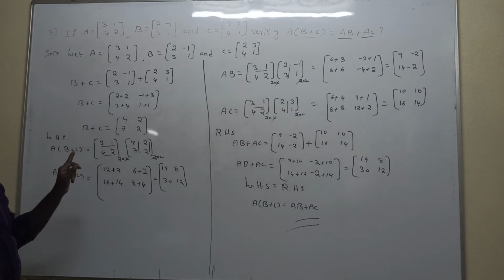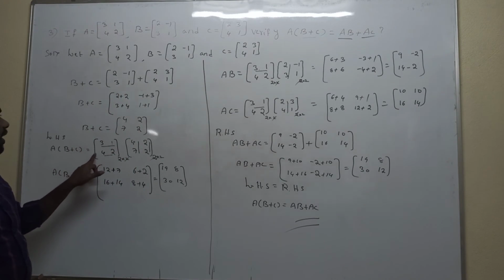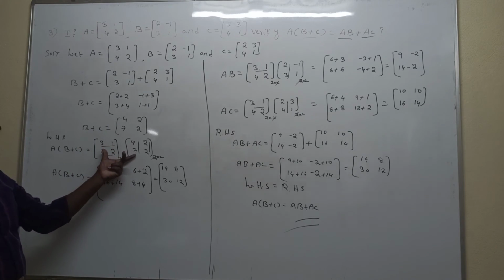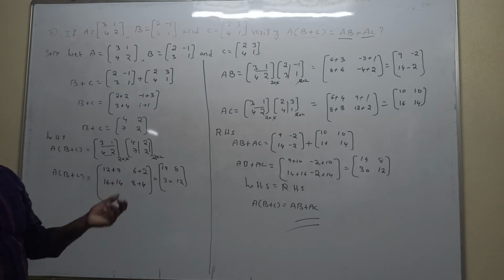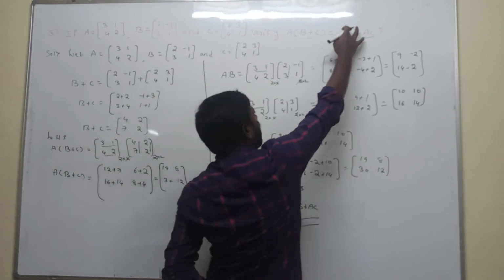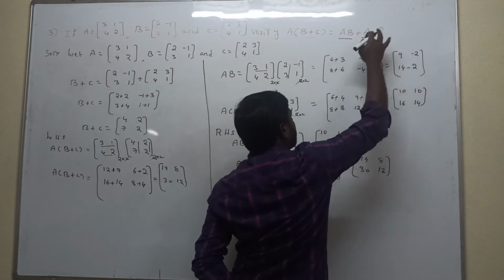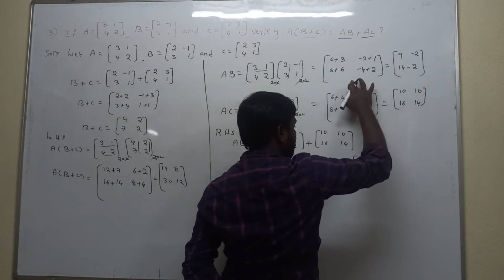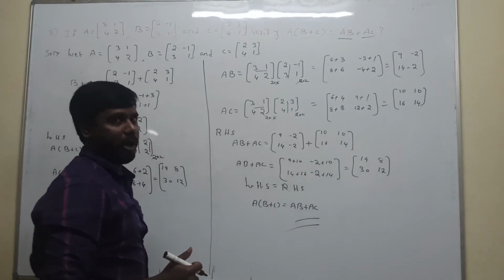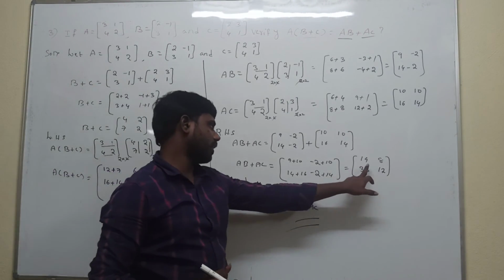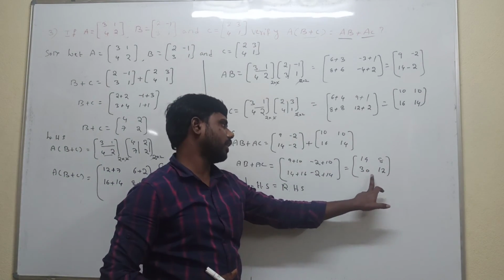After that, to calculate A into B plus C, substitute the A matrix, then substitute B plus C, and take the product of the two matrices. We get the answer 19, 8, 13, 12. Next, for the RHS, first calculate AB, after that calculate AC. Adding the two matrices, we get the answer 19, 8, 13, 12.